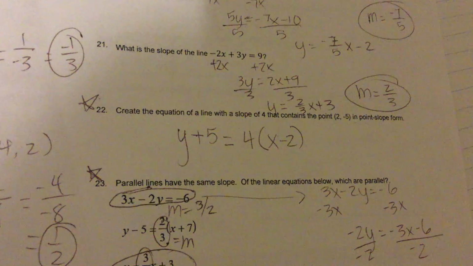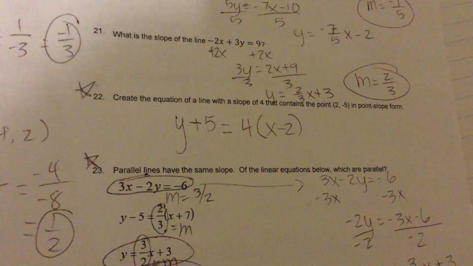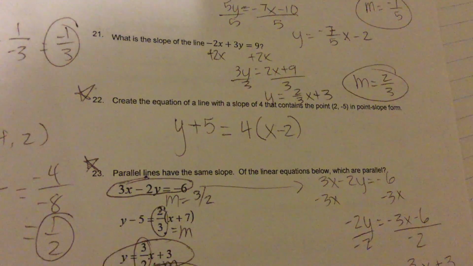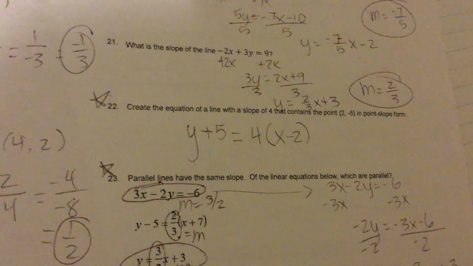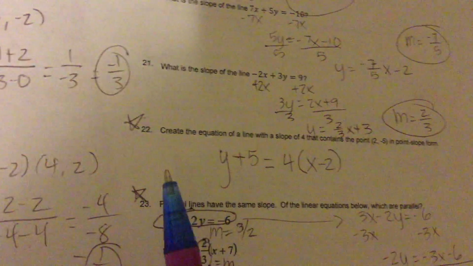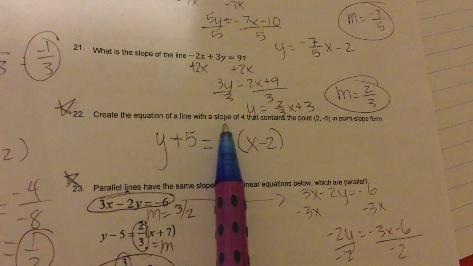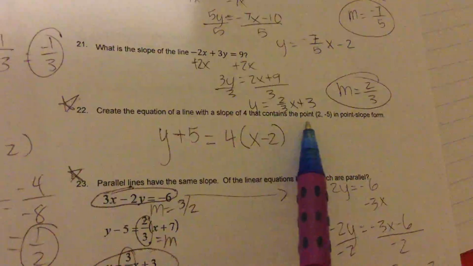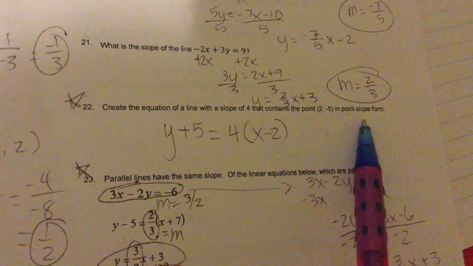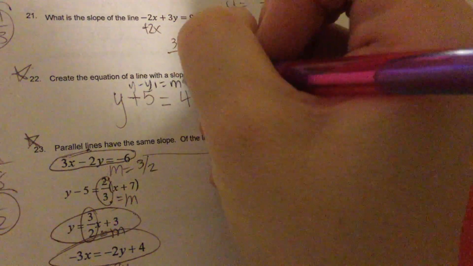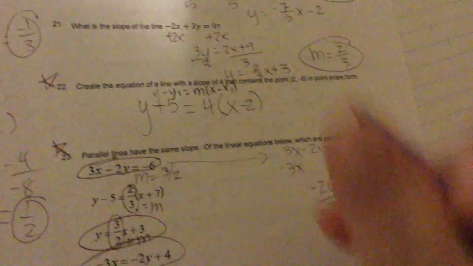I wanted to go over number 22 and 23 from your study guide to piggyback on the solutions provided. So number 22 is a very straightforward question. It says create the equation of a line with a slope of 4 that contains the point (2, -5) in point slope form. Point slope form is y minus y1 equals m times x minus x1.